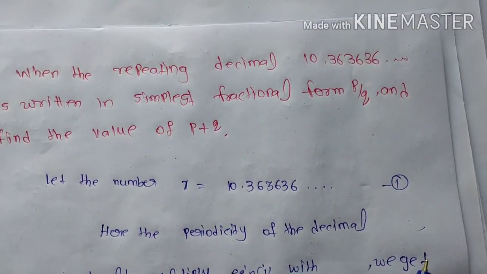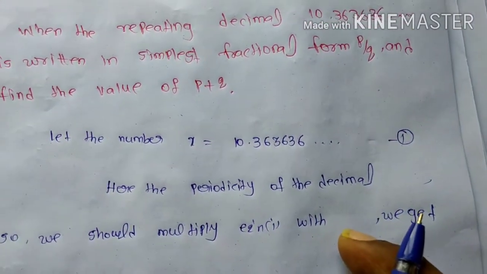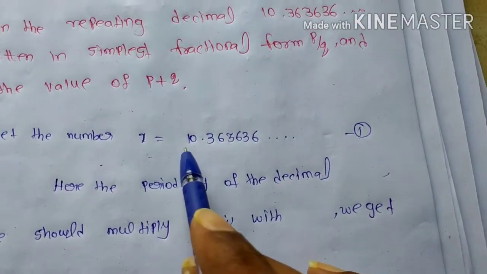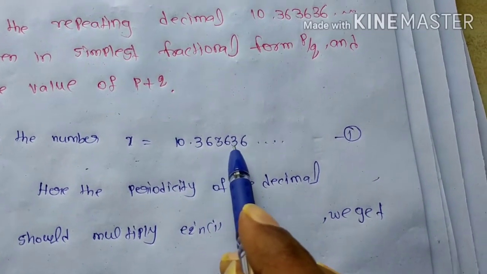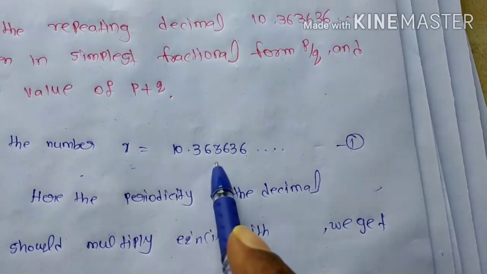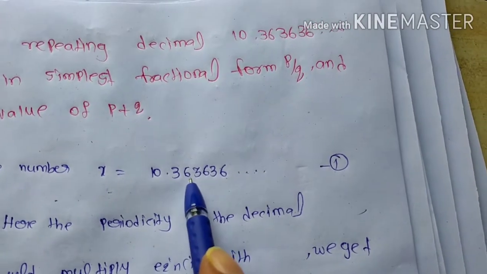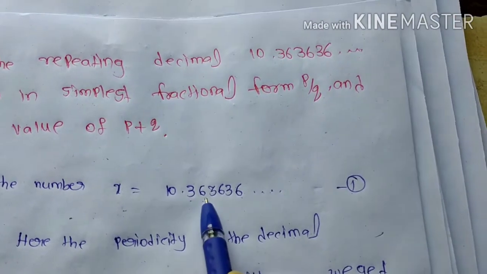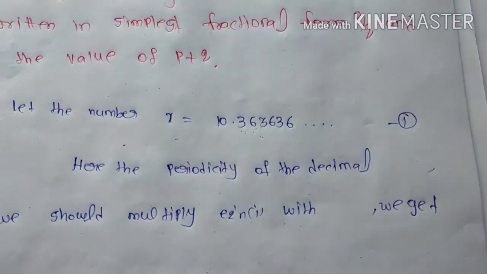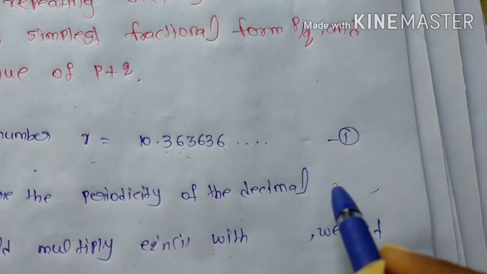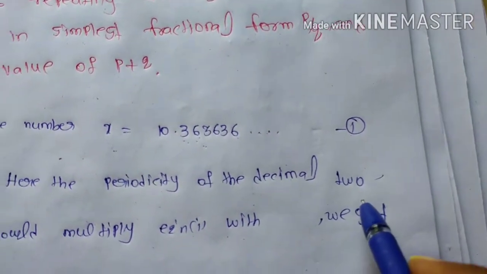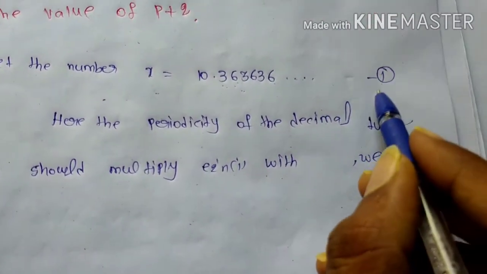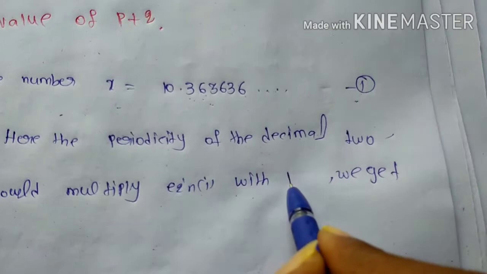Just this kind of problems we have already done. Once again, let the decimal number be x is equal to 10.363636. Once you observe, which numbers are repeating? 36. That means the periodicity of the decimal is 2, because 2 numbers are repeating. So here, if the periodicity of the decimal is 2, we should multiply equation 1 with 100.